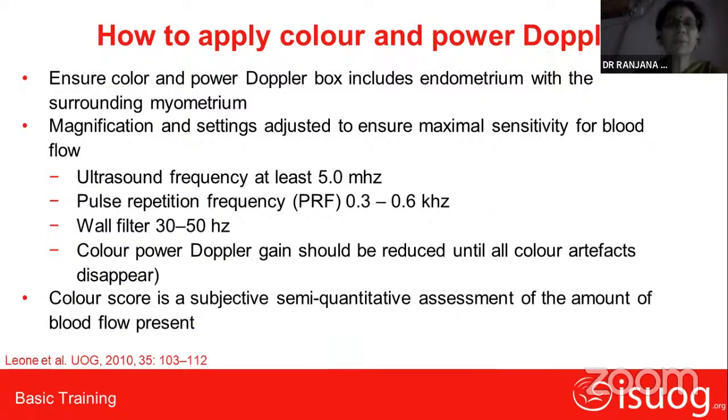How to do power Doppler or color Doppler in gynecology? We ensure the color and power Doppler box includes the endometrium with the surrounding myometrium. The magnification should be very well set up. The frequency should be at least 5 megahertz. The PRF, that is pulse repetition frequency, should be adjusted to 0.3 to 0.6 as the vascular supply is very low. So if we set the PRF to 1, we will not be able to see any vascular supply in the structure. The wall filter should be adjusted to 30 to 50 hertz only, sorry.